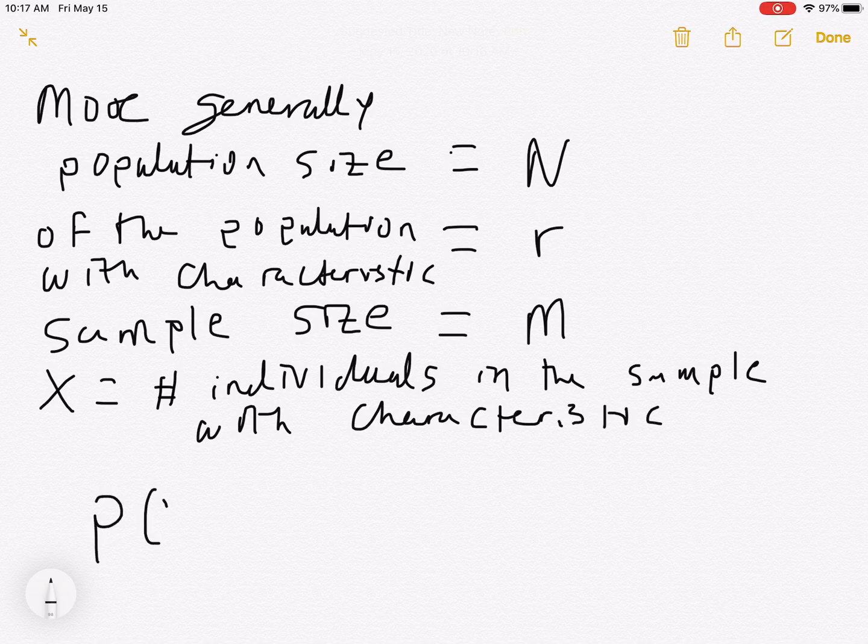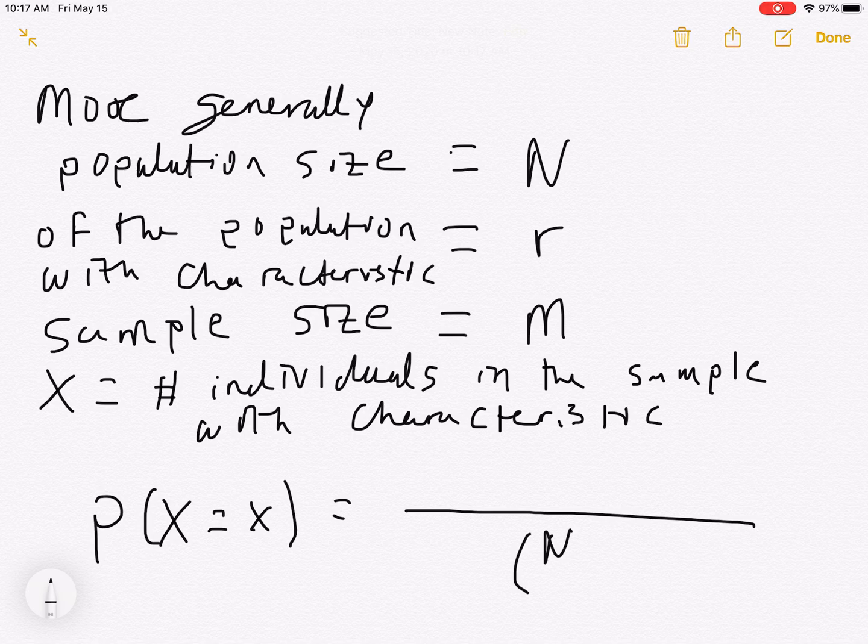And if I want to calculate the probability of X having little x successes, well, when I sample from the population, I'm going to sample M individuals. So there's going to be N choose M. I'm going to take a sample of size M from a population of size N. In the numerator, I have R individuals with the characteristic, and I want X of them in the sample.